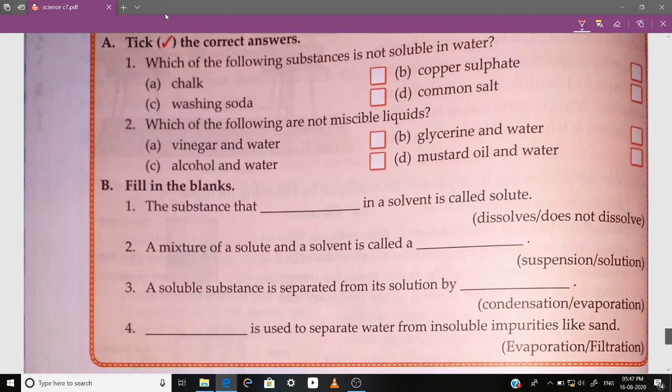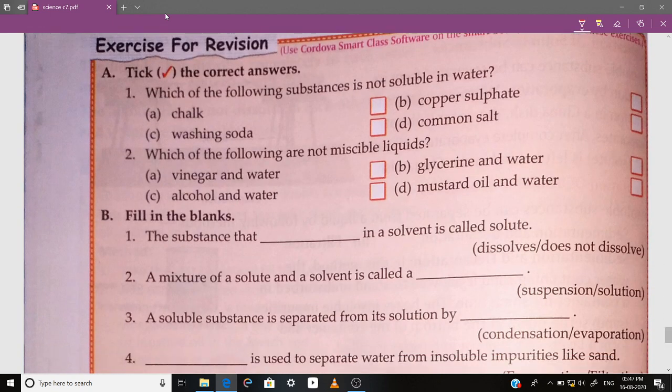Now this is the last exercise for revision that you have to do in your copy, the second exercise for revision. Okay, so choose the correct answer. Which of the following substances is not soluble in water? Chalk, copper sulfate, common salt, washing soda. So copper sulfate is soluble, common salt is also soluble, washing soda is also soluble, but chalk is not soluble. So chalk is the right option.